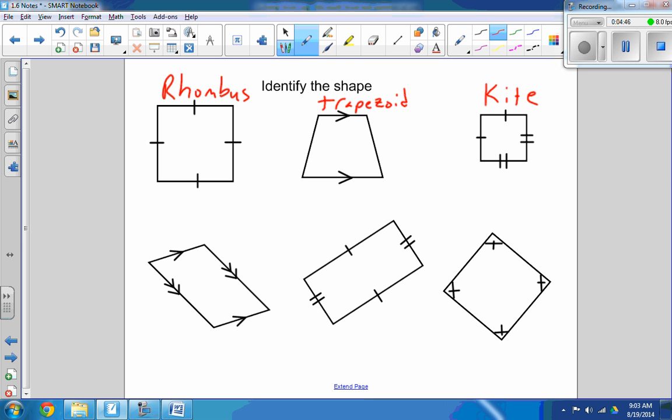The fourth shape is a parallelogram. The fifth shape here is also a parallelogram, because all we know is that the opposite sides are congruent. That makes it a parallelogram. And this last shape, where all four angles are congruent, has to be a rectangle. Since all four angles are congruent, all four angles have to be 90 degrees. The only shape where that is the only known property would be a rectangle.